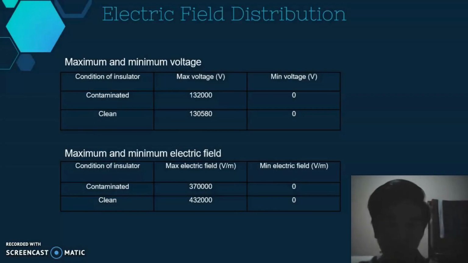So this is the summary of comparison between contaminated and non-contaminated, which is the clean condition. As you can see, the maximum voltage of the contaminated is 132 kV, and for the clean condition, the maximum voltage is 130,580 volt. Next, for the maximum electric field, the contaminated is 370,000 V per m, and for the clean it is 432,000 V per m.